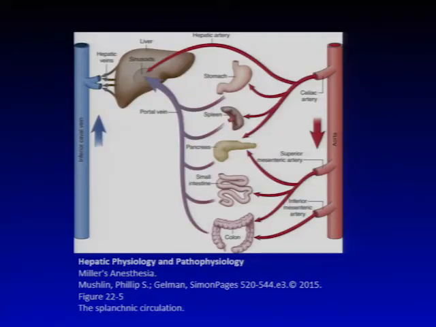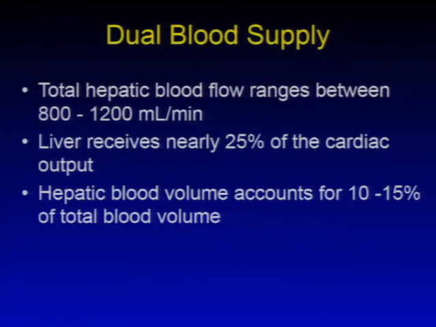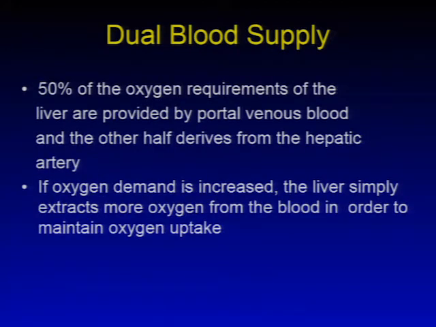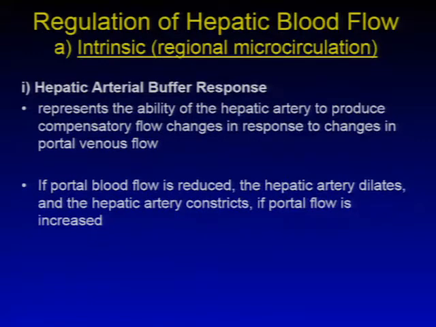Here is a schematic depiction of the blood flow to the liver. Total hepatic blood flow ranges from about 800 to 1200 milliliters per minute. The liver receives about 25% of the cardiac output. Hepatic blood volume accounts for about 10% of the total blood volume. 50% of the oxygen requirements of the liver are provided by the portal venous blood, and the other half derives from the hepatic artery. If the oxygen demand is increased, the liver simply extracts more oxygen from the blood in order to maintain oxygen uptake.